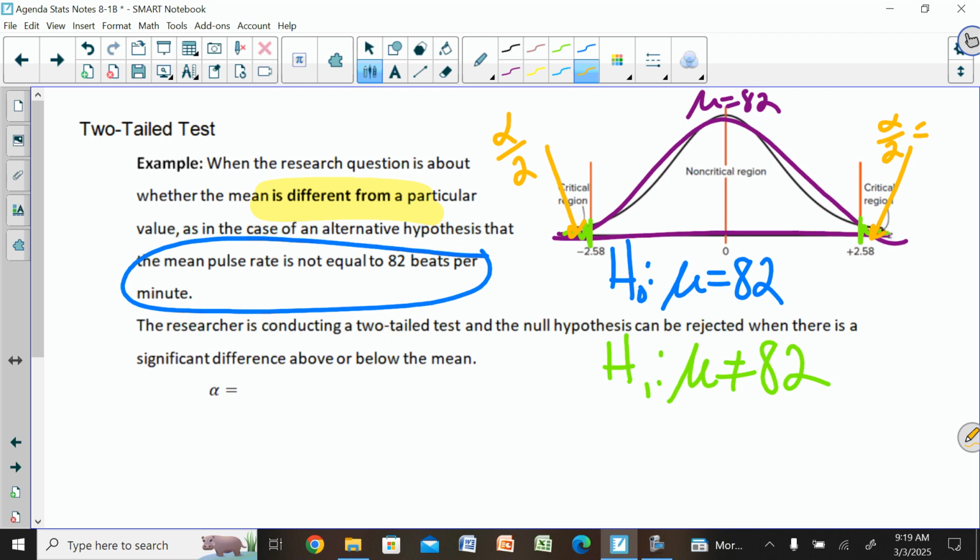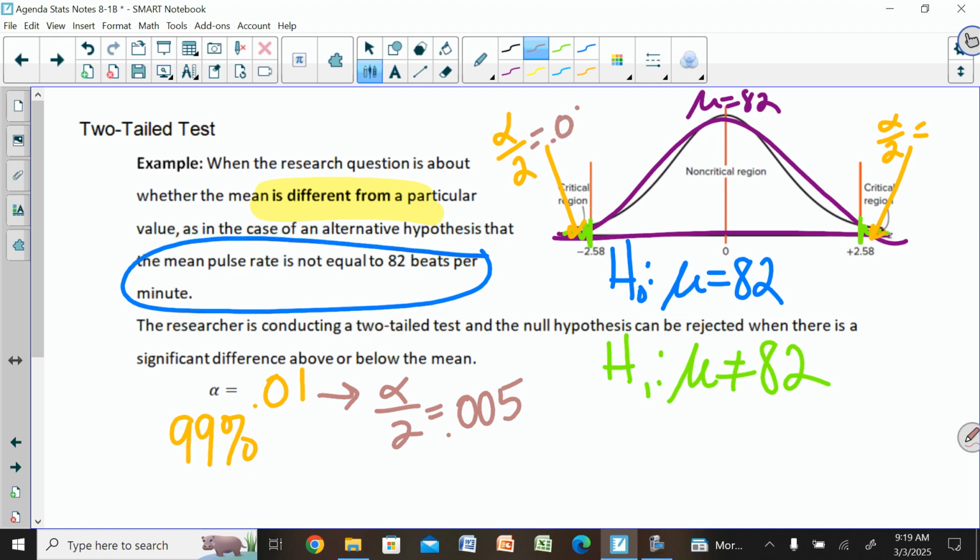So if we're talking about the same 99% confidence level, our alpha is still 0.01, but we've got to split that in half, so we've got 0.005 for both ends.